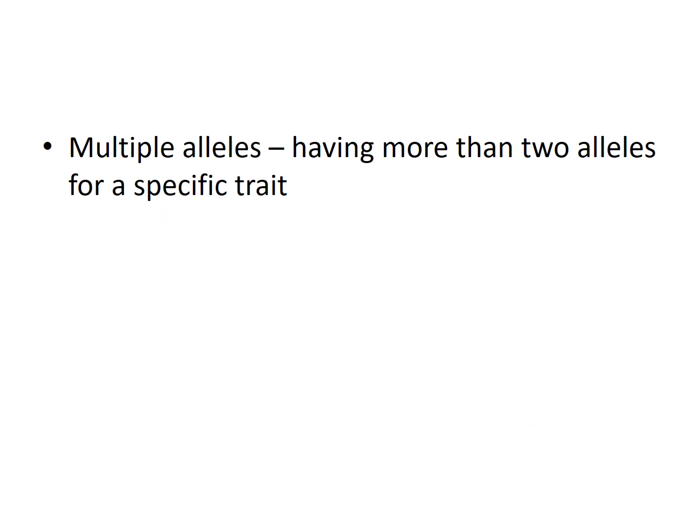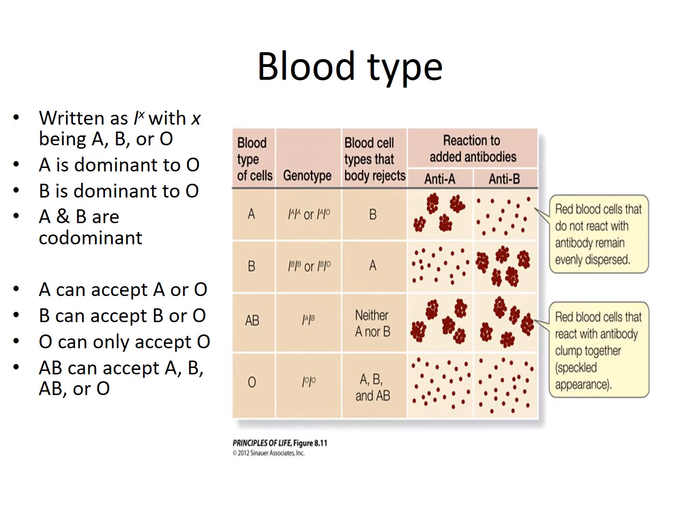Another issue is that sometimes we have genes that have multiple alleles, or more than 2 alleles for a specific trait. A classic example of this is blood type. In blood type, humans possess A alleles, B alleles, and O alleles. Now here's the crazy thing with blood type: not only do you have multiple alleles, where you have 3 alleles, A and B are co-dominant with each other. So your blood type can either be A, which is a dominant blood type, B, which is a dominant blood type, AB, which is a co-dominant blood type, or blood type O, which is a completely recessive blood type.